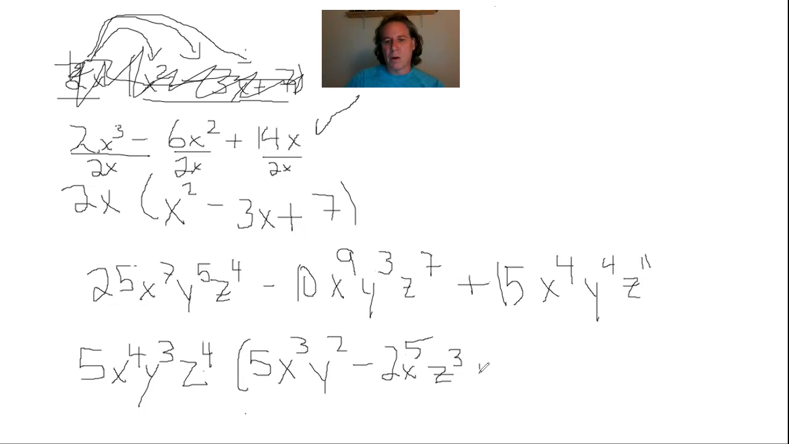And finally, we write down our plus. 15 divided by 5 is 3. We had 4 x's, we took out all 4, there's no x's. We had 4 y's, we took out 3 of them, we got 1 y left. We had 11 z's, we took out 4 of them, we've got 7 z's left.